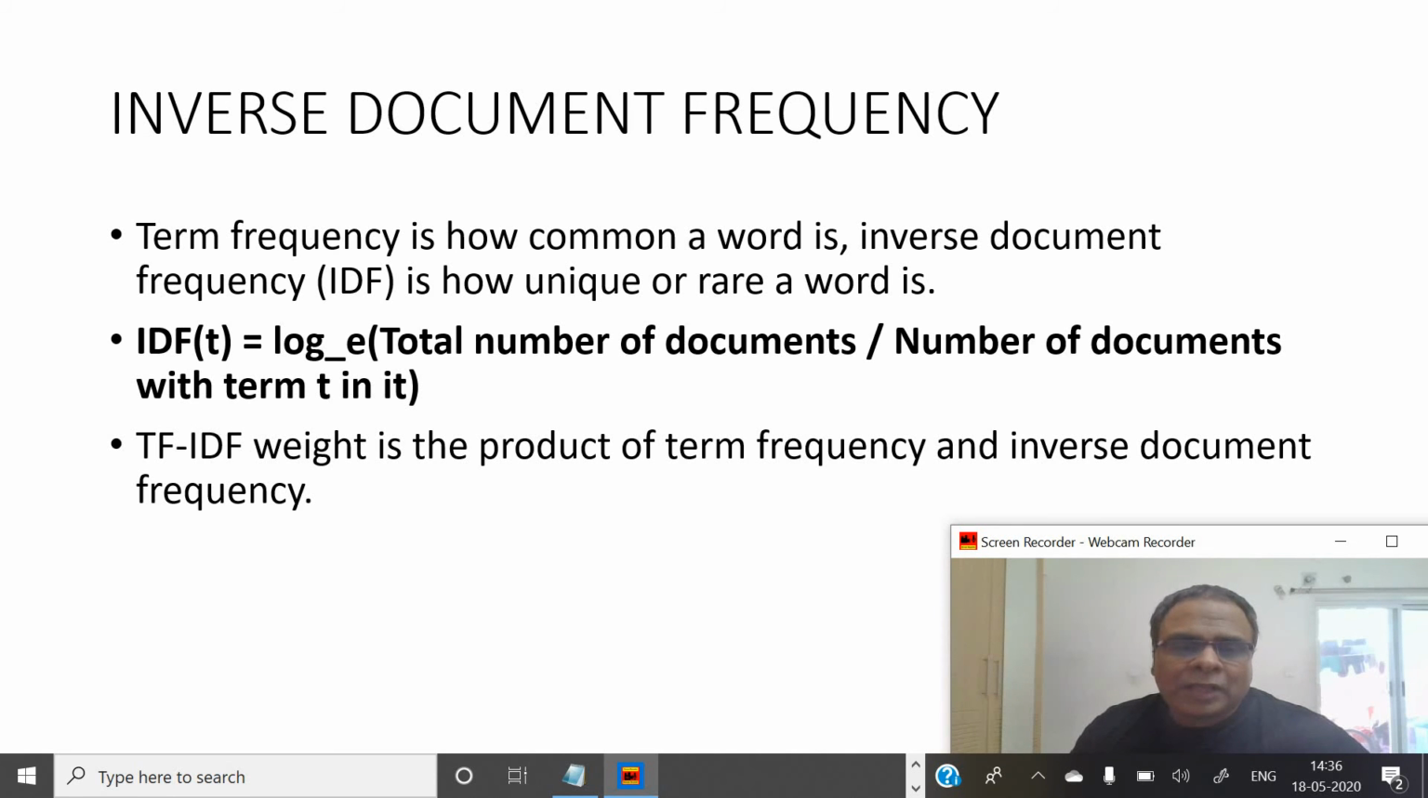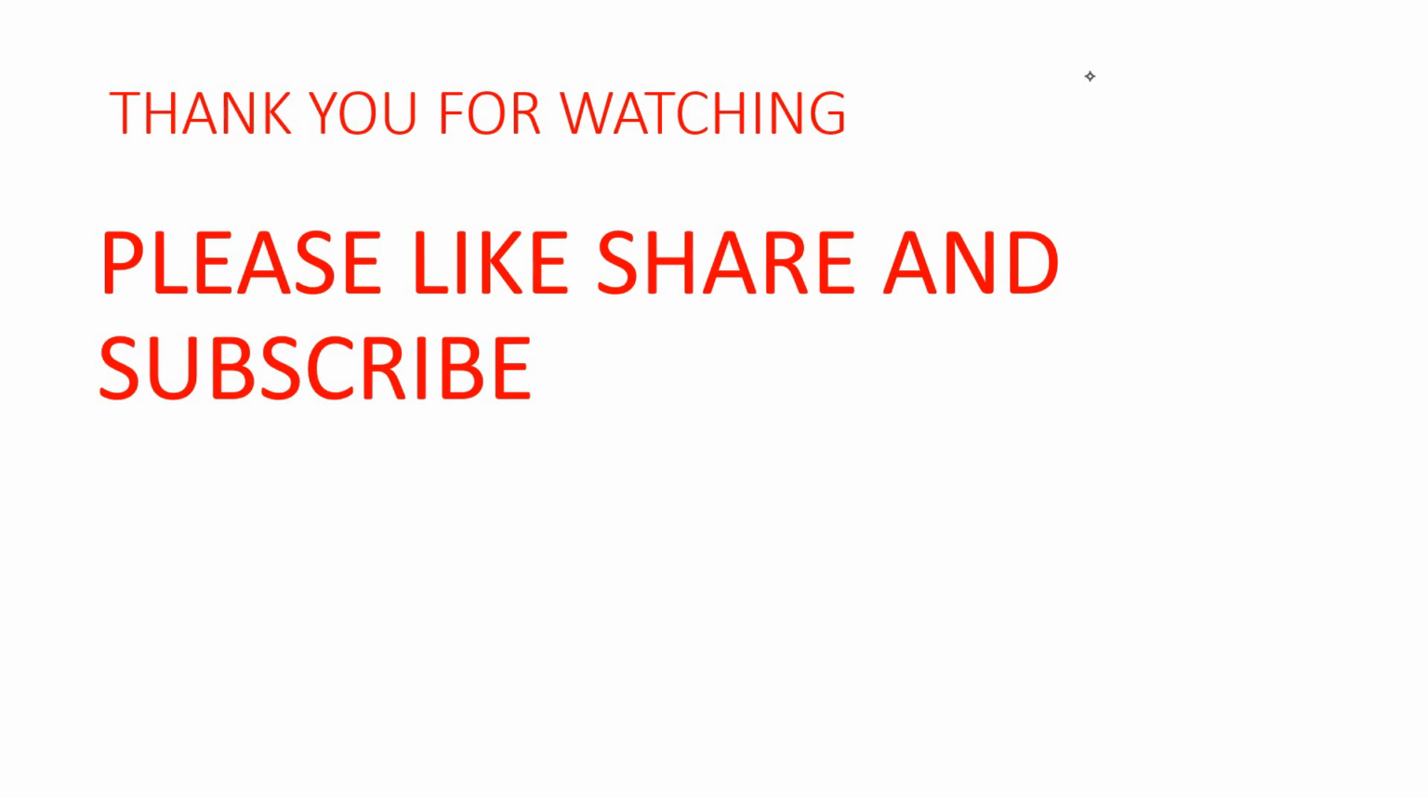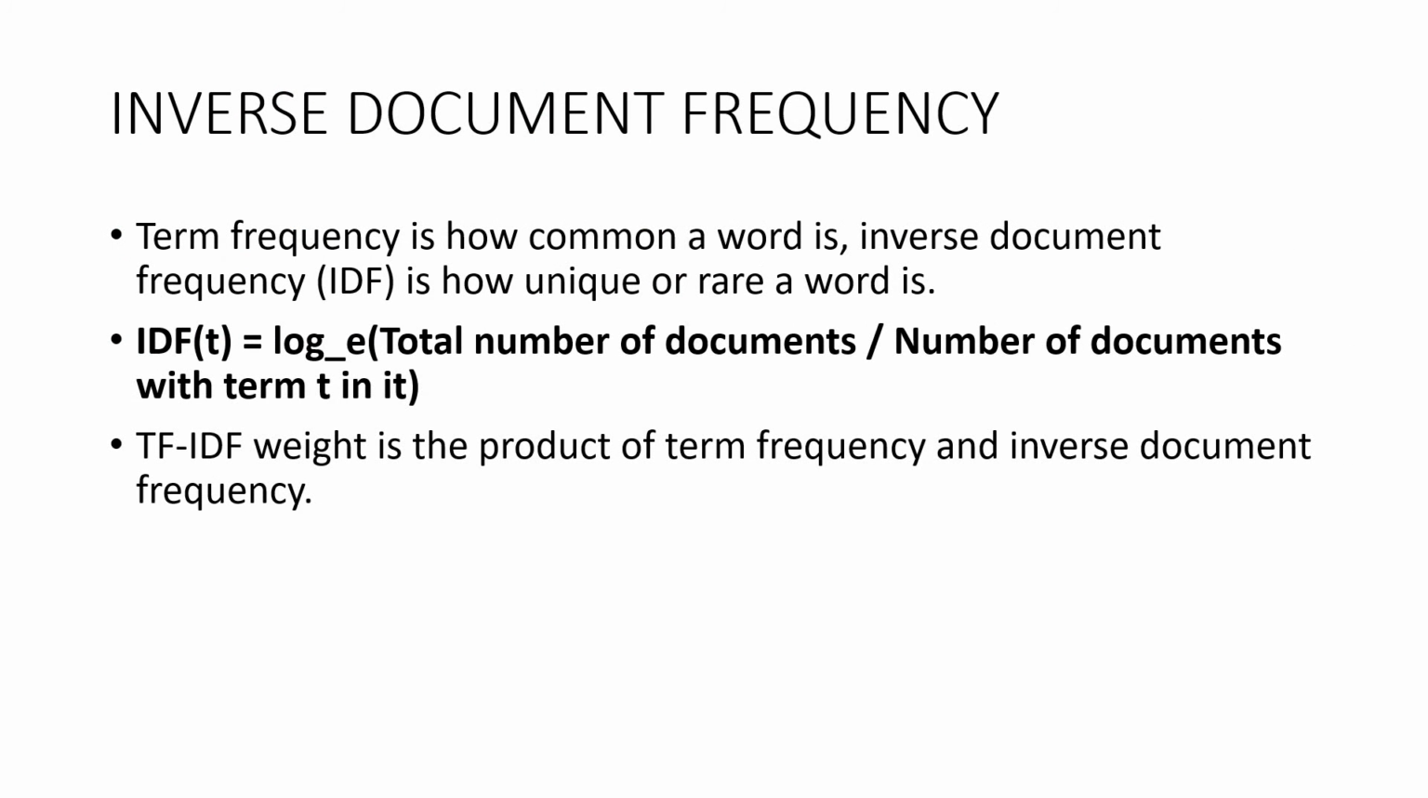That is the formula. You have the log of the total number of documents. It is a log to the base e. So the formula is log to the base e of the total number of documents divided by the number of documents with term T in it. This is the inverse document frequency.